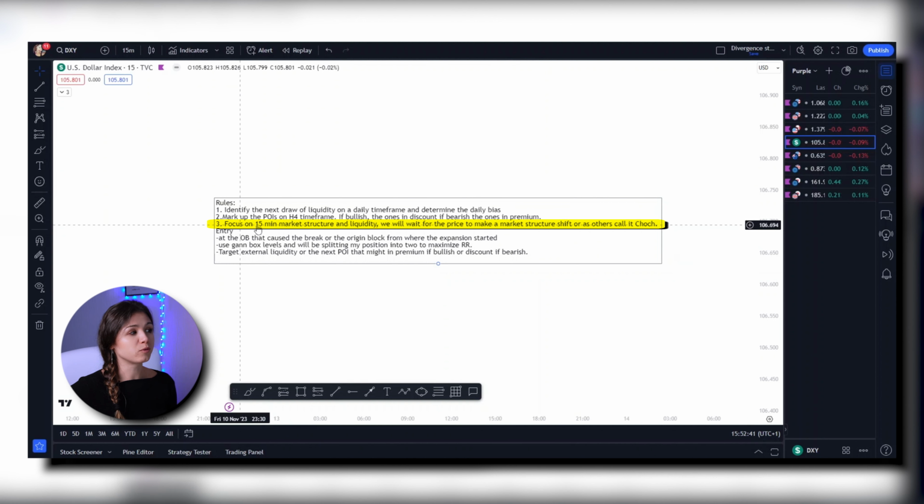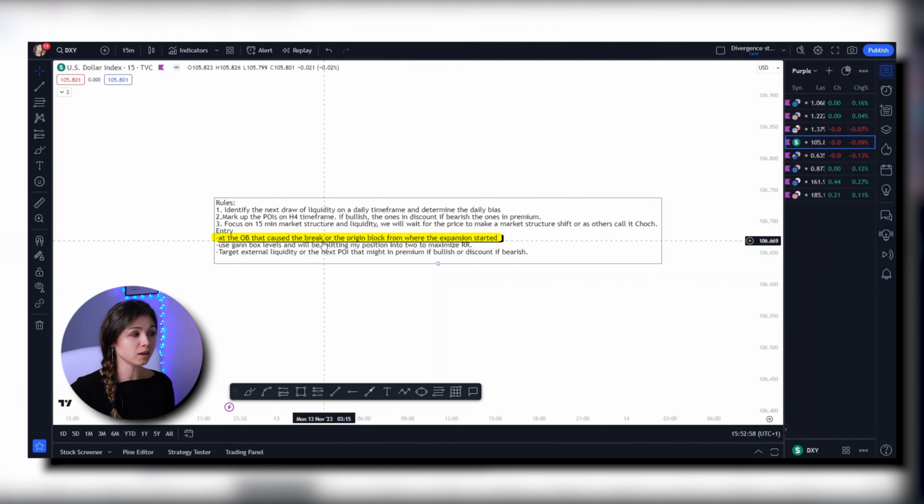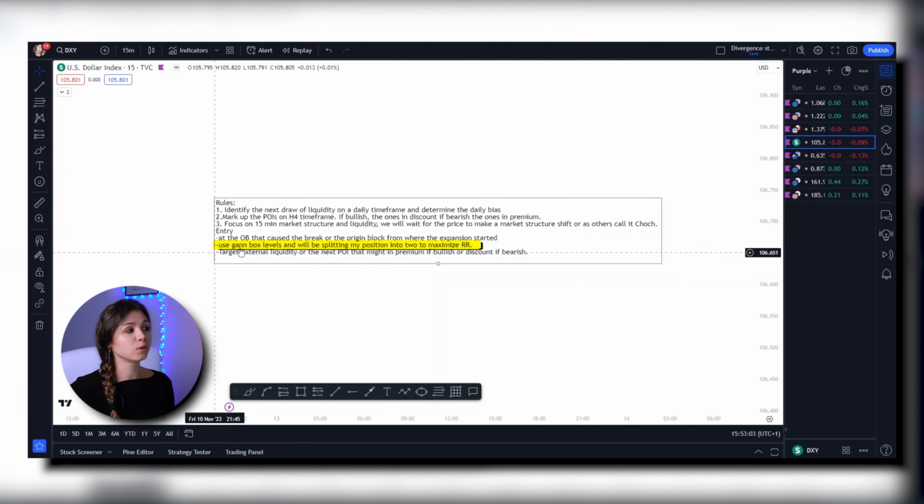Number 3, we'll be focusing on the 15-minute market structure and liquidity. We will wait for the price to make a market structure shift, or as others call it, change of character, in the direction of the 4-hour chart. For entry, we will be using the order block that caused the break or the origin block from where the whole expansion started. I will use gun box levels to make the entry mechanical, and I will be splitting the position into 2 to maximize my risk to reward.